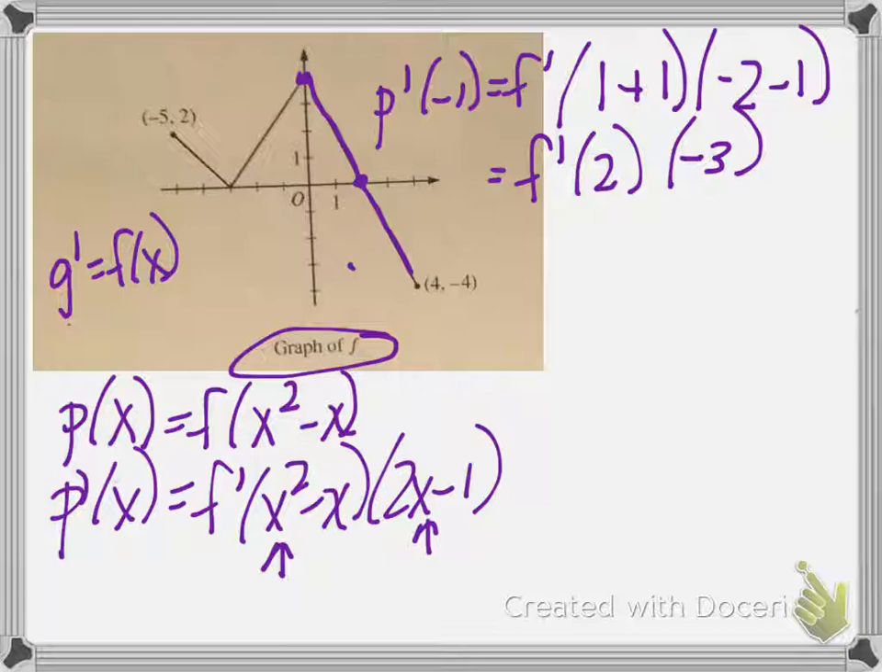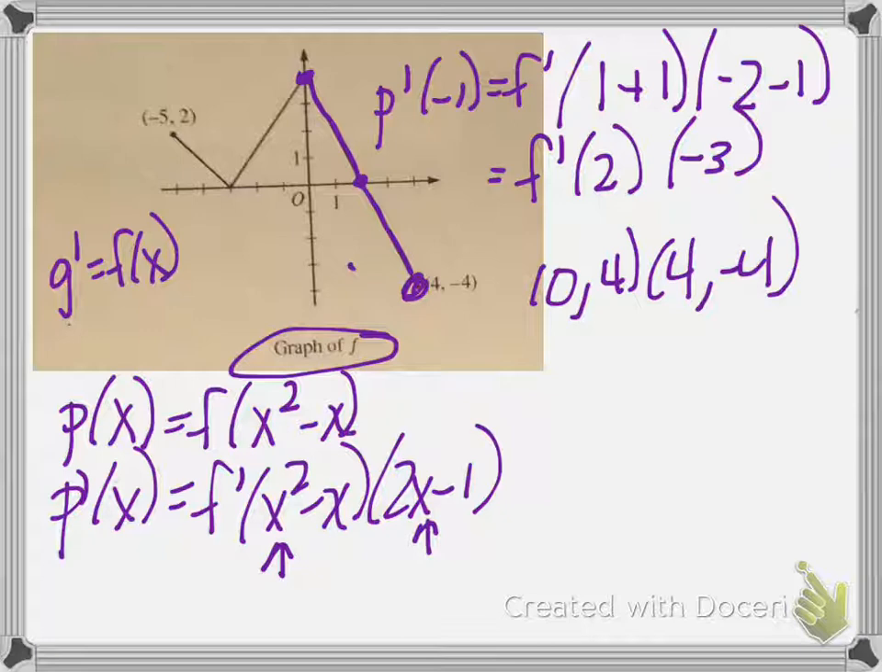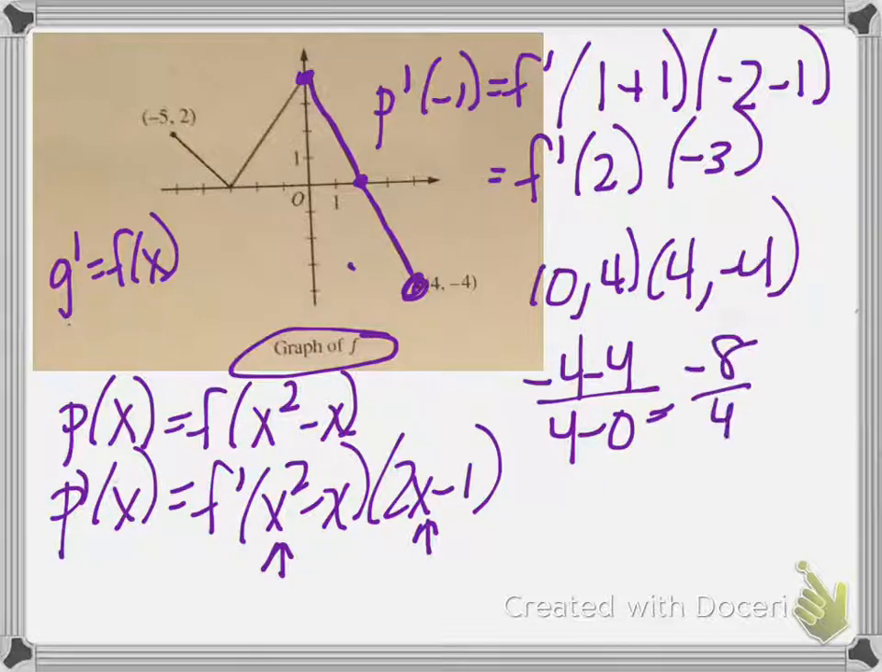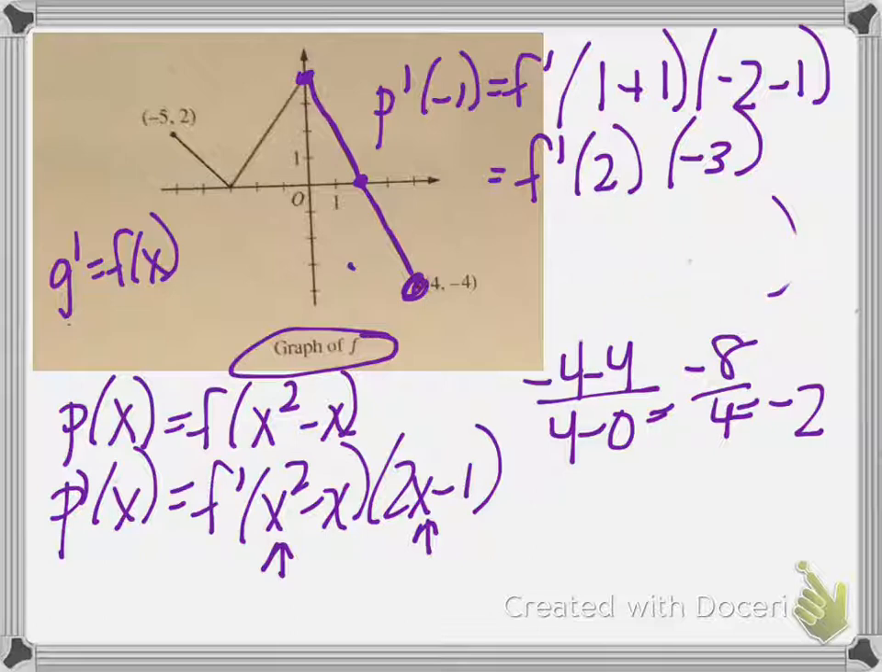So we have 2 points. We have this point up here, which is the point 0, 4. We have this point down here, which is 4, negative 4. So we could just use the slope formula, y2 minus y1 over x2 minus x1. And we get negative 2 as the slope. So f prime of 2 is equal to negative 2 times negative 3, and that equals a positive 6, and that was the answer.